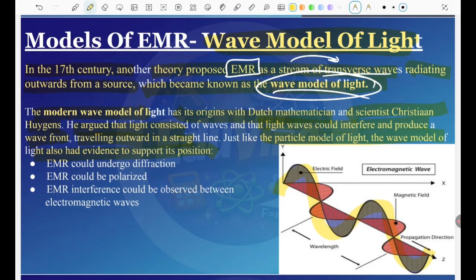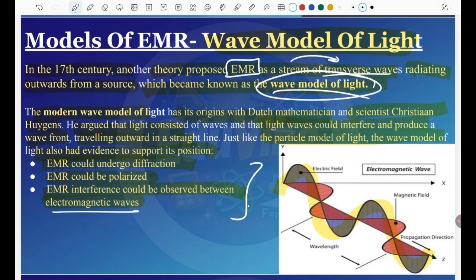From here they also support the evidence that EMR undergoes diffraction. What is diffraction? We will learn diffraction later in this unit. EMR can also be polarized, and EMR interferes. We will learn more about electromagnetic waves in that topic. So that is all the supporting theory for the wave model of light, which says that EMR behaves like a wave.